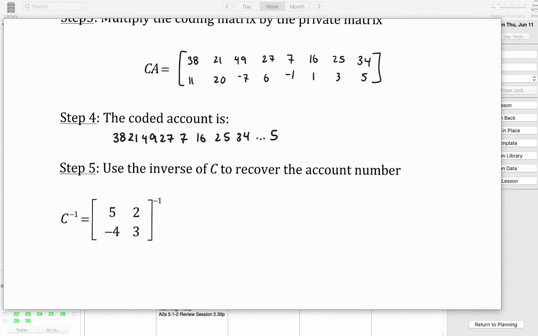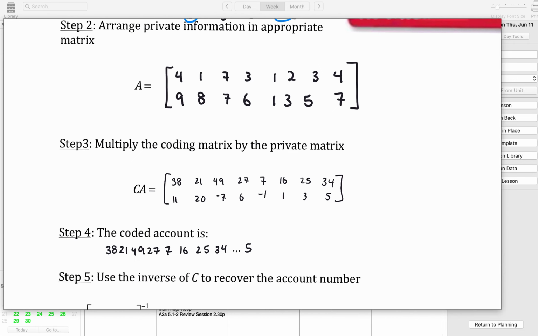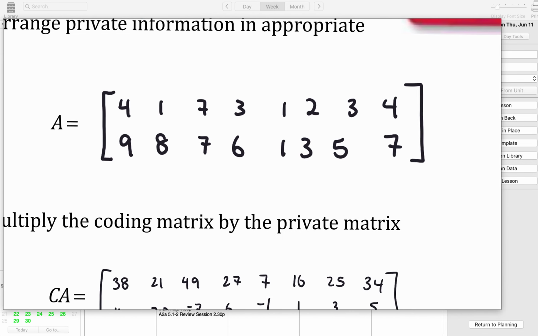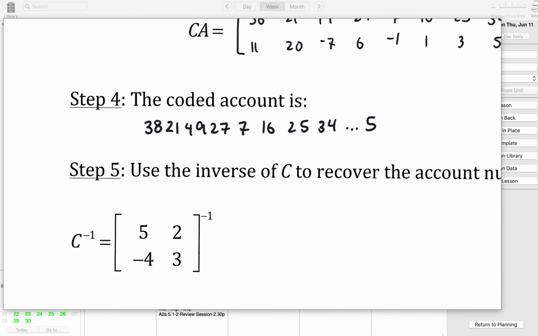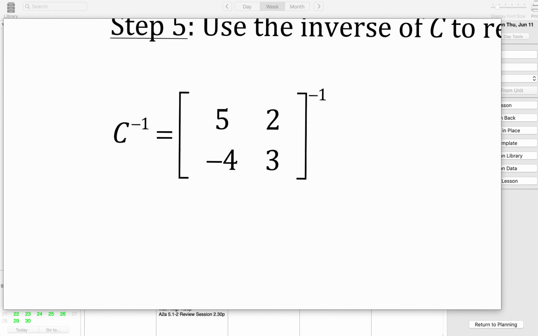So it's quite large. That has now been encoded, and it looks nothing like the 4, 1, 7, 3, 1, 2, 3, 4, etc. So this account number is just massively changed. Okay, so now what? Now it's encoded. If you email someone and they say, "What's your account number?" and you email them this, oh great, they won't get it. Not unless they have the inverse, the way to break it.